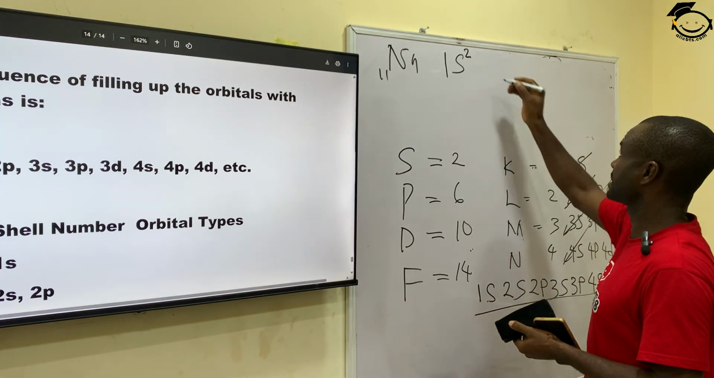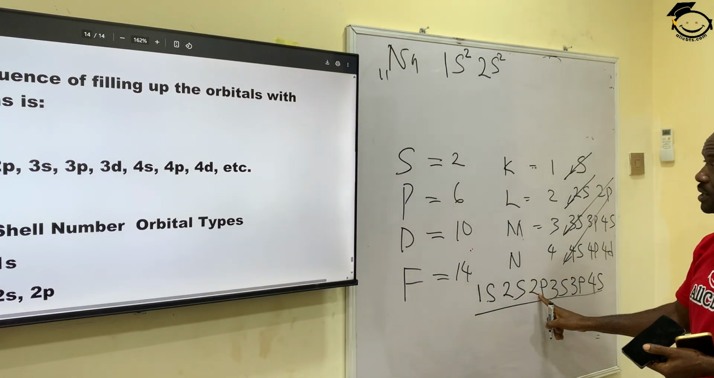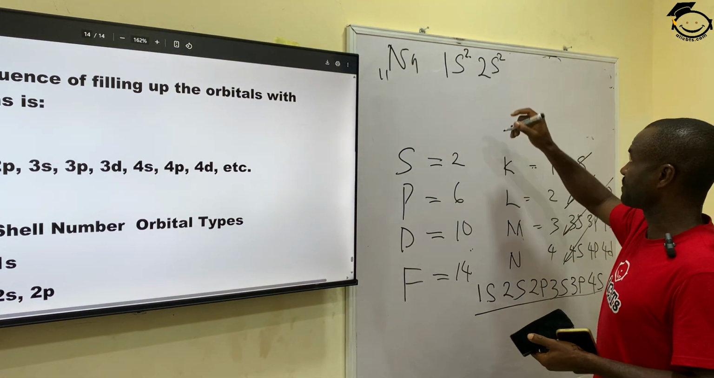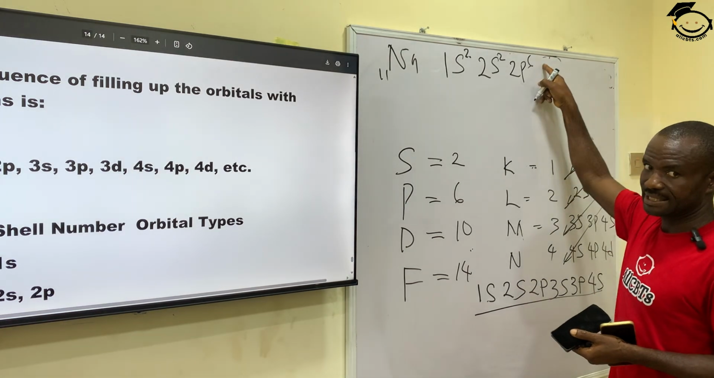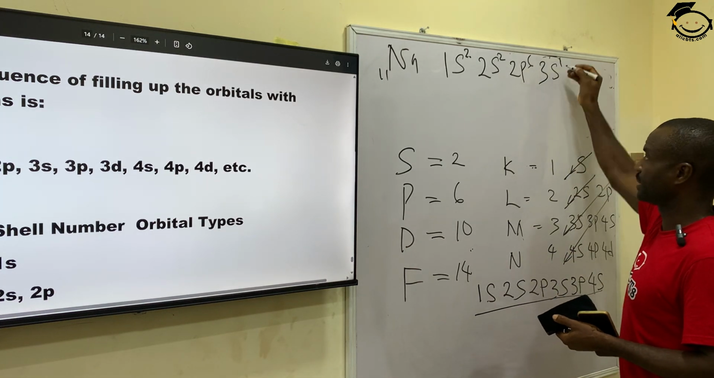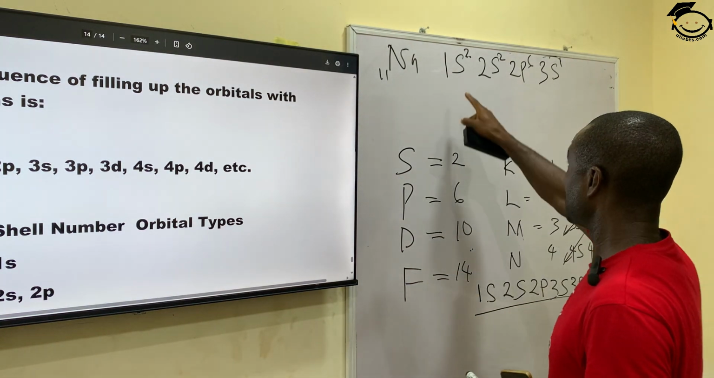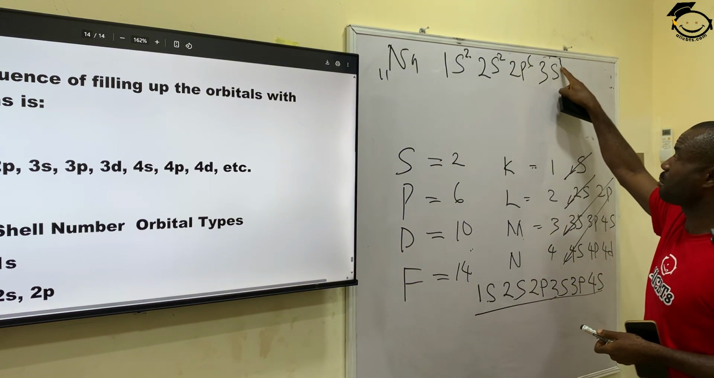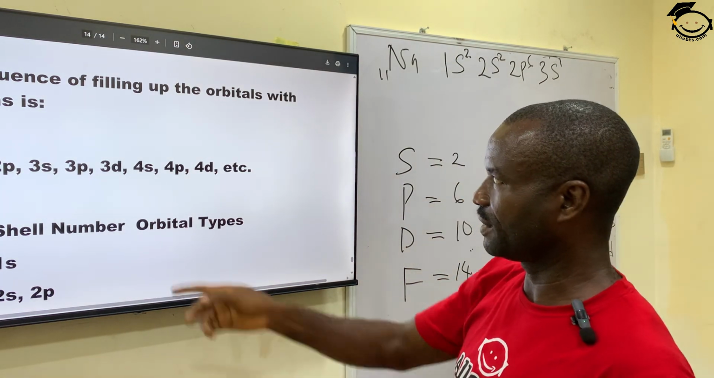The following one is 2s. That's 2 again. Then followed by what? 2p. So 2 plus 2 is 4. 2p6. That's 10. You are left with 1. The following one is 3s. 3s1. So this is how to arrange sodium in modern SPDF configuration: 1s2, 2s2, 2p6, and 3s1. So by the time you sum all the superscripts together, you discover it's 11. Hope we are okay. Look at the examples.